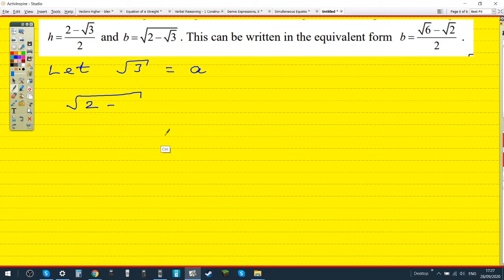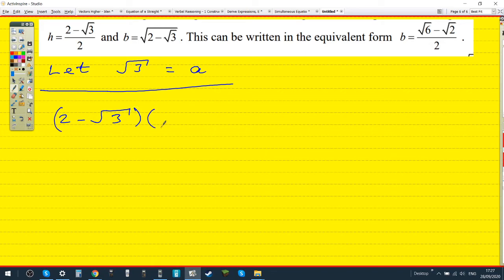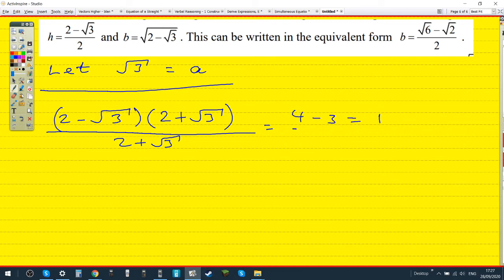Go on. So what do you mean? Like do 2 minus root 3 multiplied by 2 plus root 3 over 2 plus root 3. Okay. So then that would just be 4 minus 3, which should give you 1, over 2 plus root 3. Mm-hmm. And then you do the square root of 1. Okay, that's not really helpful. Square root of 1 over 2 plus root 3.